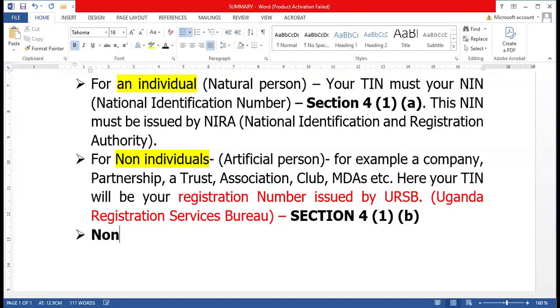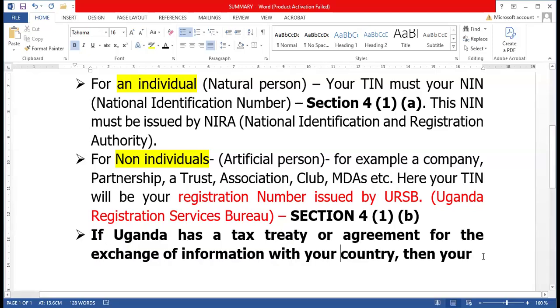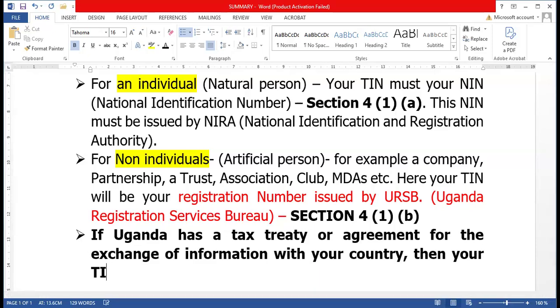Non-citizens, or non-individuals outside Uganda. Now, if Uganda has a tax treaty or agreement for the exchange of information with your country, then your TIN will be your TIN in Uganda. Your TIN to be used in Uganda.